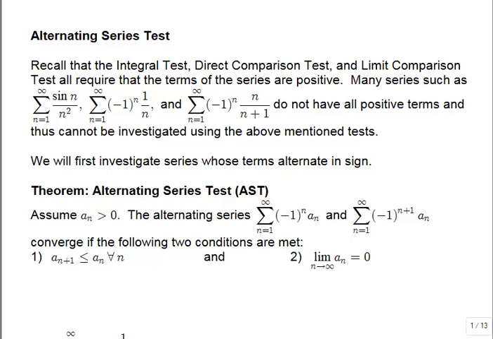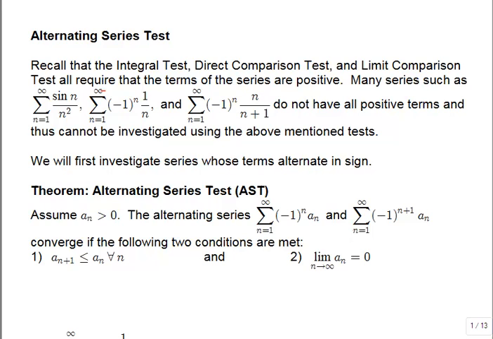Let's recall that the integral test, direct comparison test, and limit comparison test all require that the terms of the series are positive. However, many series such as sine of n over n squared, negative 1 to the n times 1 over n, and negative 1 to the n times n over n plus 1 do not have all positive terms and thus cannot be investigated using the above mentioned tests.